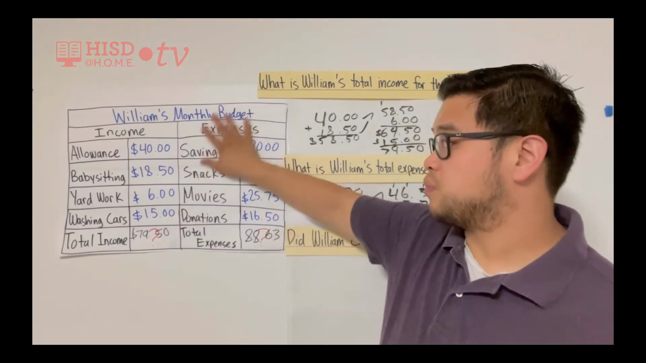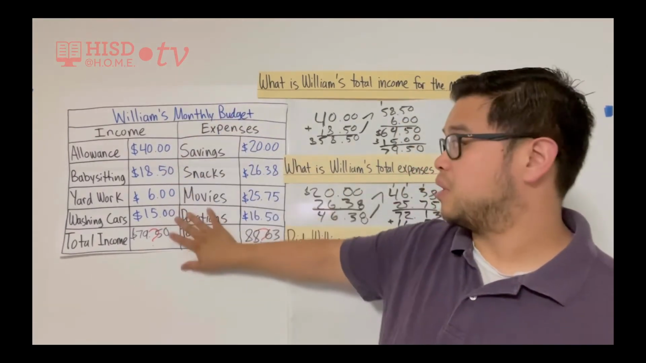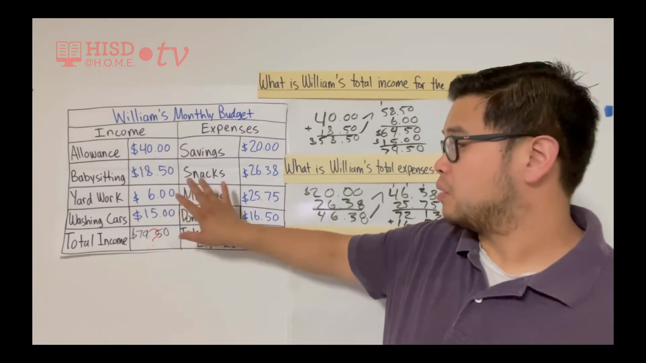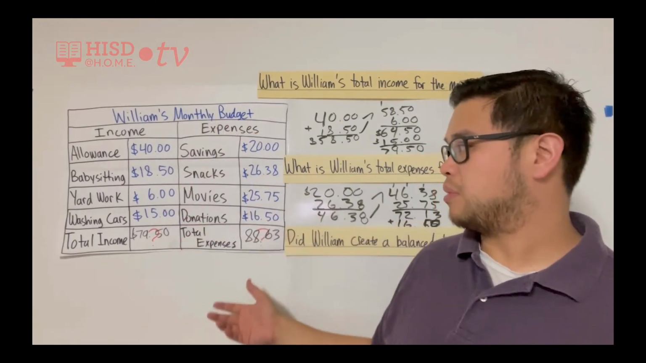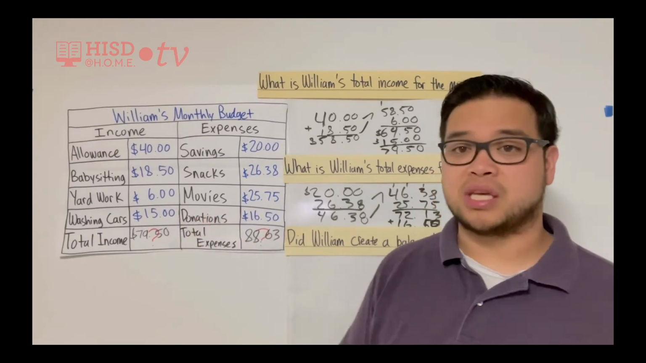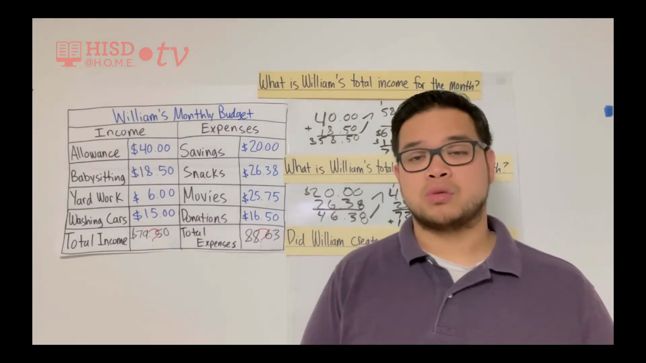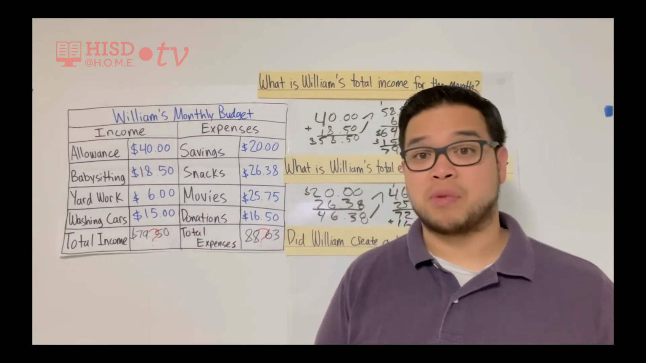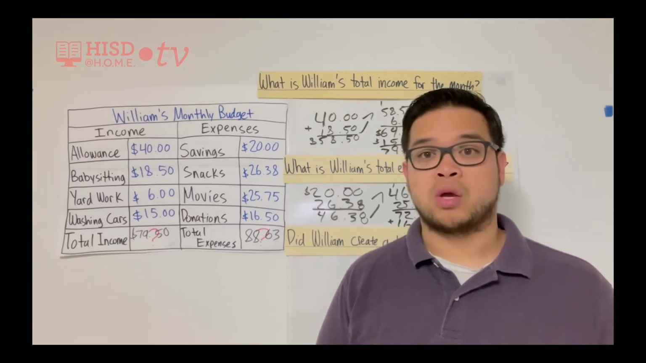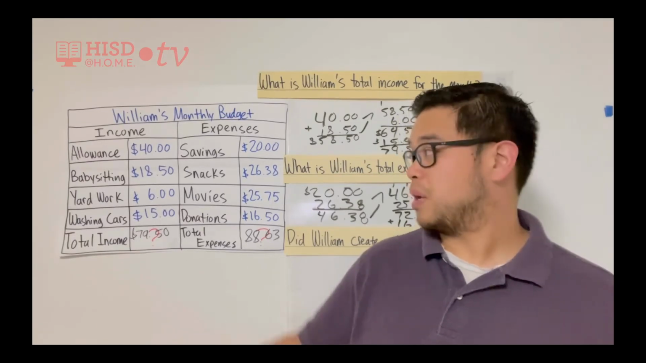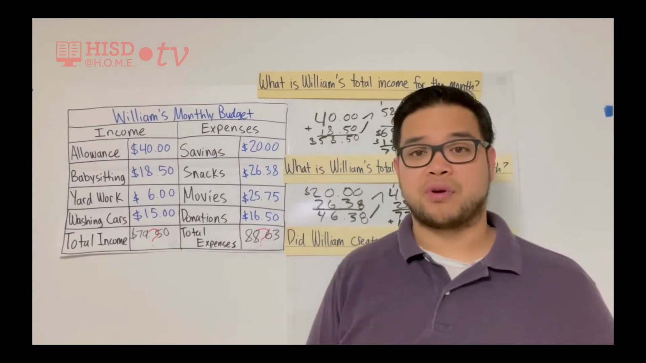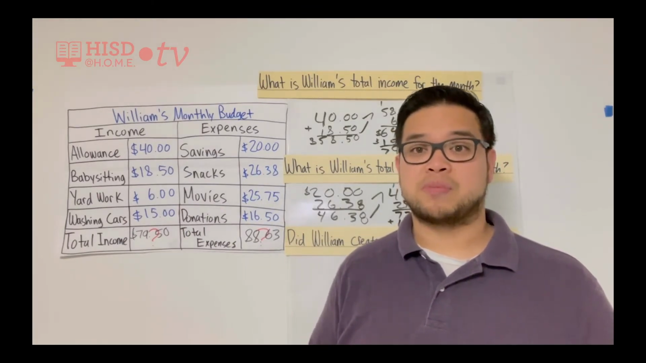So having a spreadsheet or chart with the monthly budget is very helpful. It helped William figure out how much he's spending versus how much he's getting. And this definitely can help you as you want to budget for things, whether you're trying to save money for buying a toy or a video game. You want to be able to have some kind of chart like this so that way you can figure out your income and your expenses.